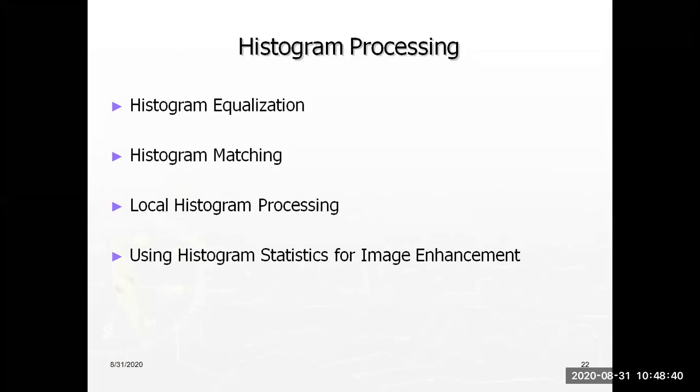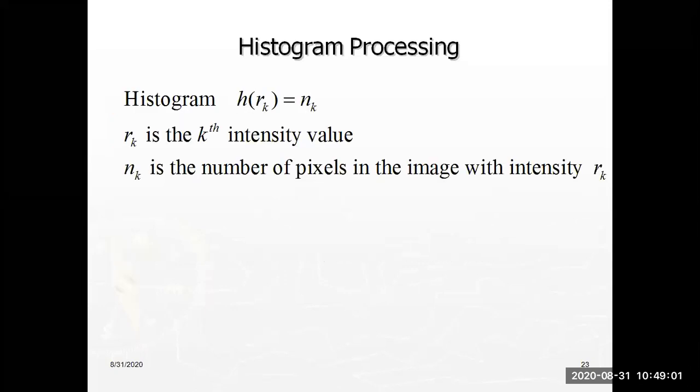In this histogram processing, there are four types of operations we discuss: histogram equalization, histogram matching, local histogram processing, and using histogram statistics for image enhancement. Simply use the image histogram statistics for image enhancement. In this, first we have to define the histogram. Simply, the histogram expression is h of r_k equals n_k.